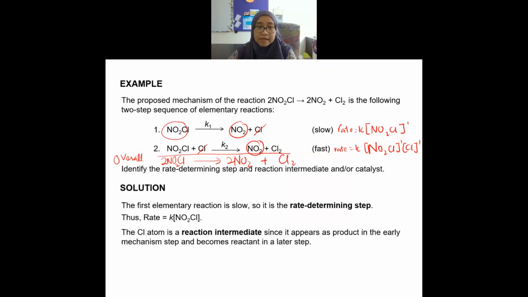Do we have a catalyst in this reaction? No, we don't, because the characteristic of a catalyst is not present in these two elementary steps. But we do have a reaction intermediate. So this Cl is the reaction intermediate. Alright, so from this overall equation, Cl.